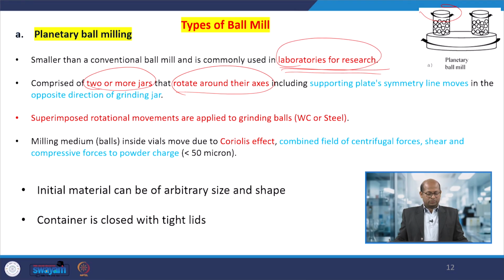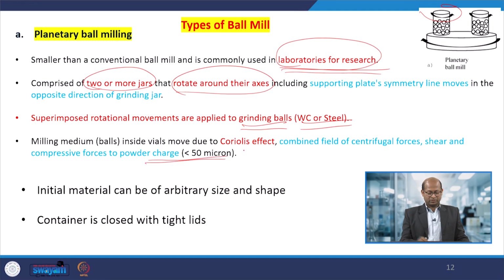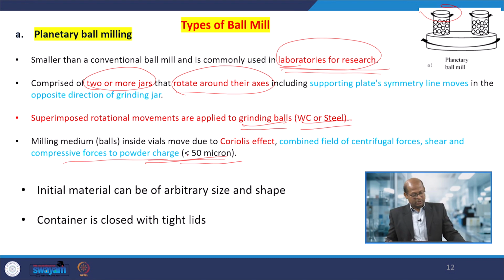Once it rotates, some grinding balls are used. They interact, and due to the different types of force between balls and materials, the material is converted into micron size, less than 50 microns or 10 microns. That type of particles forms.